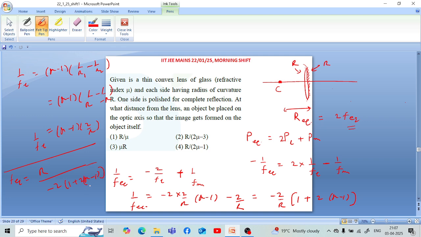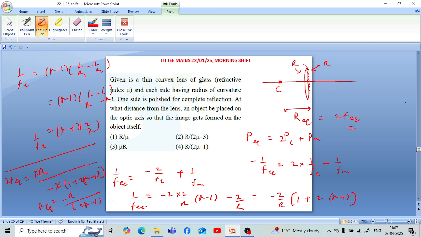Now, solving it further, and multiplying both sides by 2, so that on the left hand side we get the R equivalent value. So R equivalent comes out to be 2 times R upon minus 2 bracket 1 plus 2 times bracket mu minus 1. Now this 2 cancels with this 2 and we get minus R upon 2 mu minus 1.